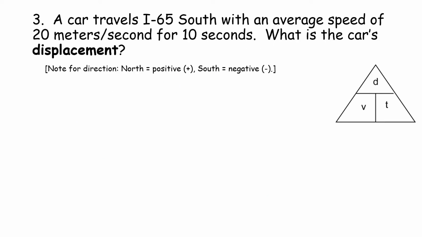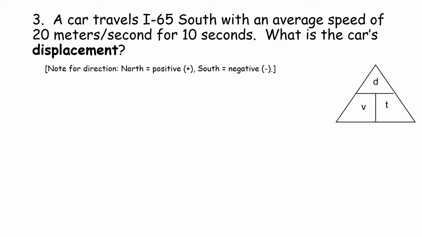A car travels I-65 south with an average speed of 20 meters per second for 10 seconds. What is the car's displacement? Note that for direction, north equals positive and south equals negative. Why do we specify that? It's because displacement is a vector value.